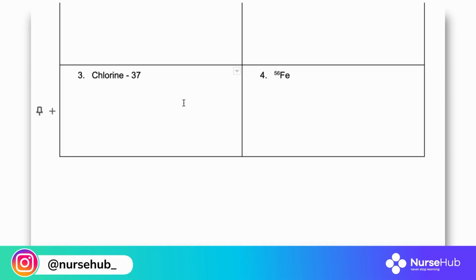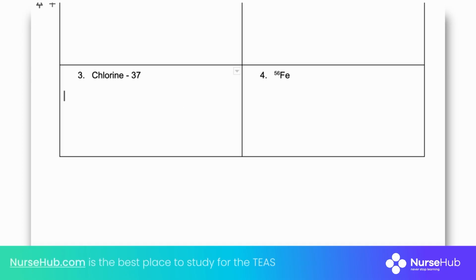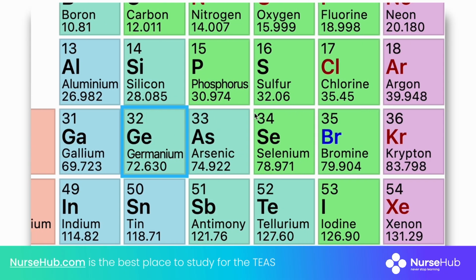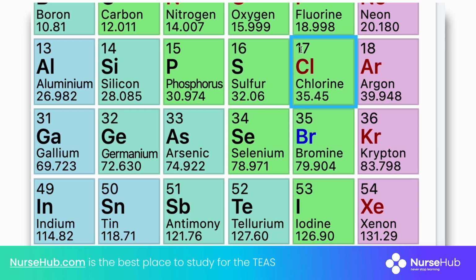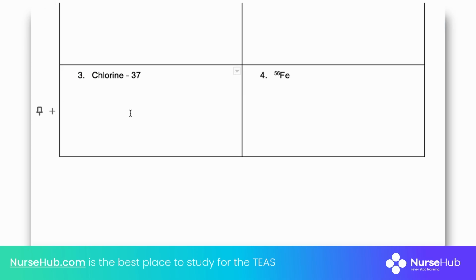Same situation for chlorine 37. Try that one. Chlorine is 17 on the periodic table. So we take 37 minus 17, 20 neutrons.